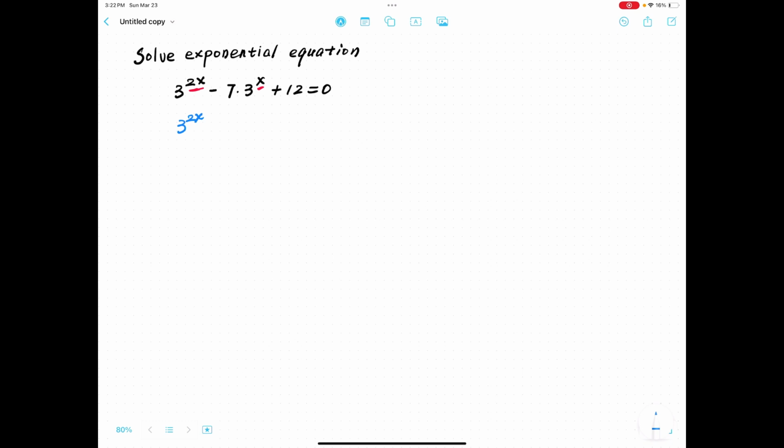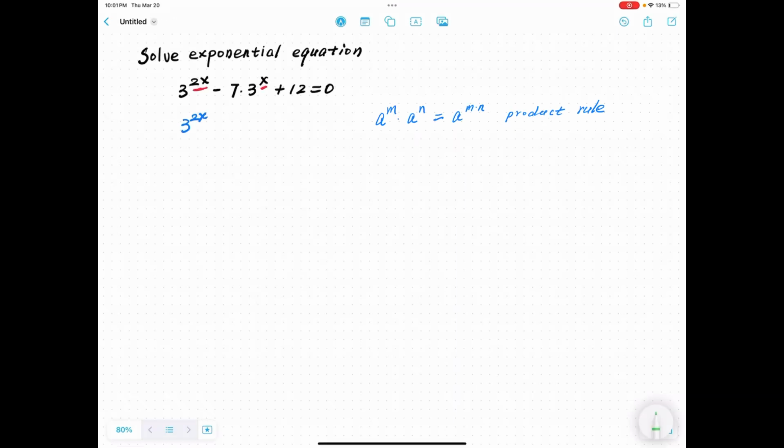Remember, we have a bunch of exponent laws. Here we're going to use the product rule, which is a to the power of m times a to the power of n equals a to the power of m times n. So this is our product rule. We have 3 to the power of 2 times x. Going backwards, we are trying to get 3 to the power of x to the power of 2.